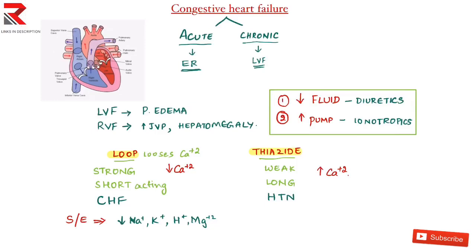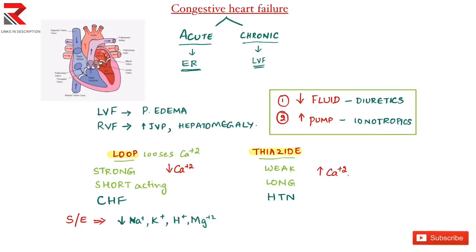Another important point is that loop diuretics lose calcium. Loop loses calcium means there is a decrease in the calcium levels. Opposite to that, in the thiazide there is an increase in calcium. The common side effects of the loop and thiazide diuretics are a decrease in all the electrolytes, mainly sodium, potassium, protons and magnesium, leading to metabolic alkalosis.